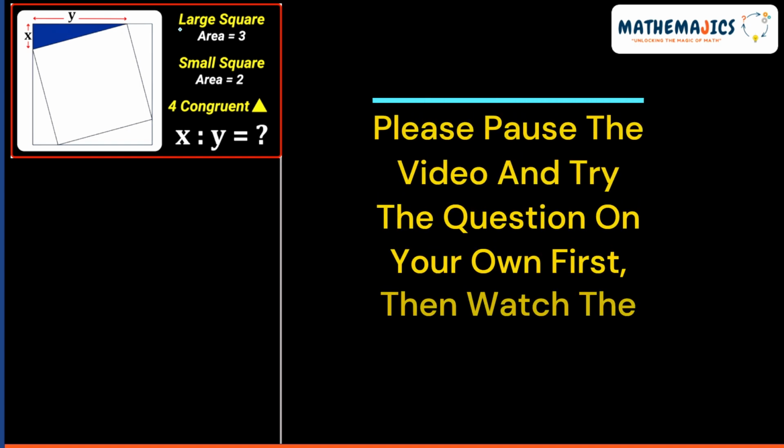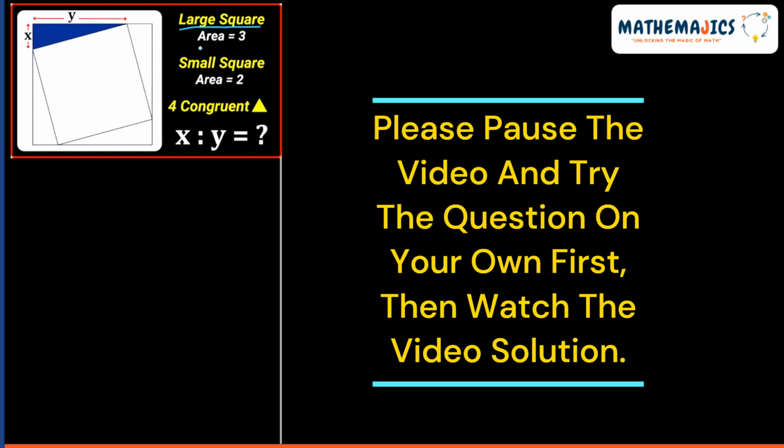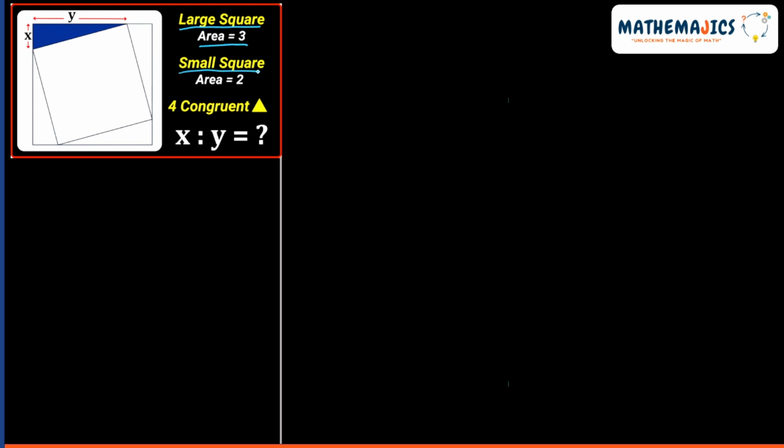In this question, we are given a large square whose area is 3 and a small square which is inscribed in the large square. The area of this small square is 2 and we are given 4 congruent triangles. If you look carefully, all these 4 congruent triangles are right triangles because this is 90 degree. Yes, this is also 90 degree. All these 4 congruent triangles are right triangles.